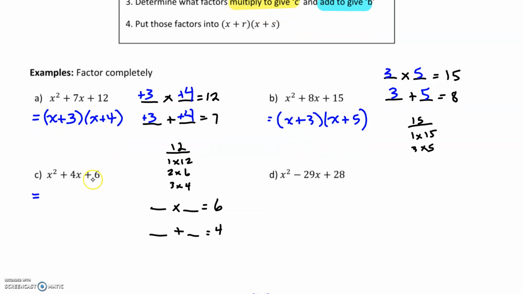Okay, so for 6, the factors are, let's see, 1 times 6, and 2 times 3. So 1 times 6 does not add to 4, and 2 times 3 does not add to 4. So that tells me that this is not factorable.